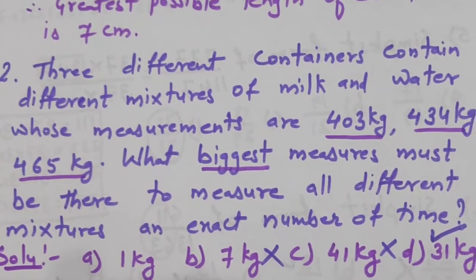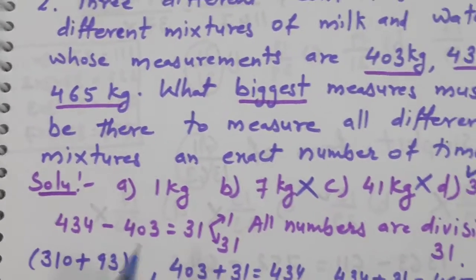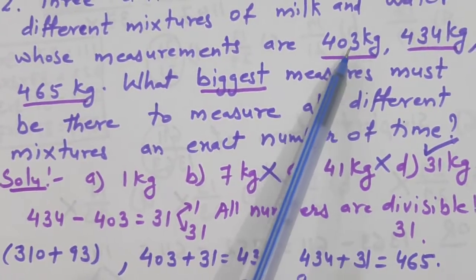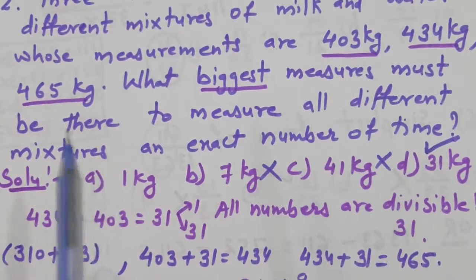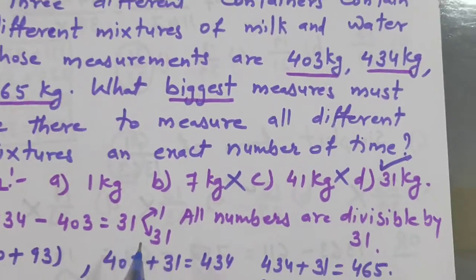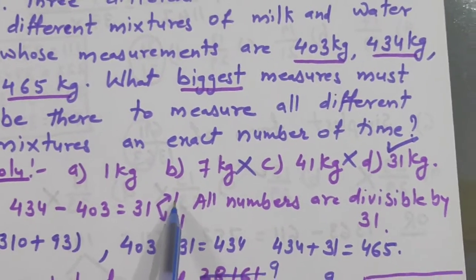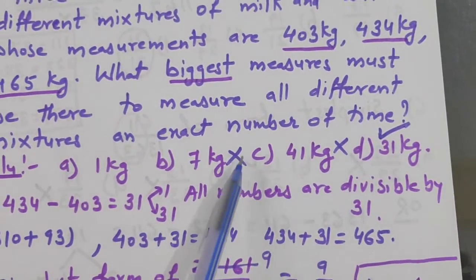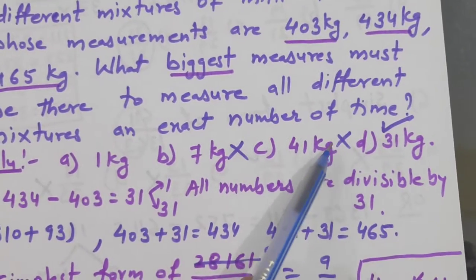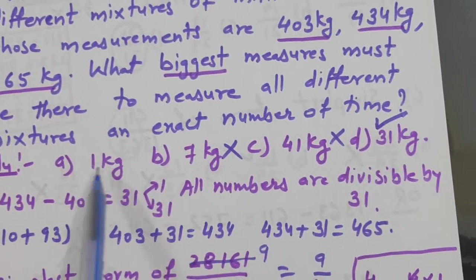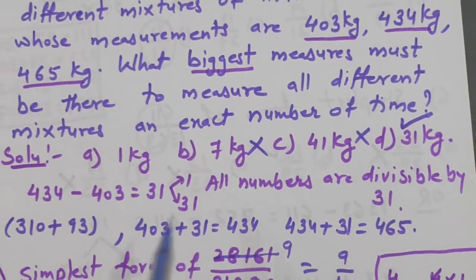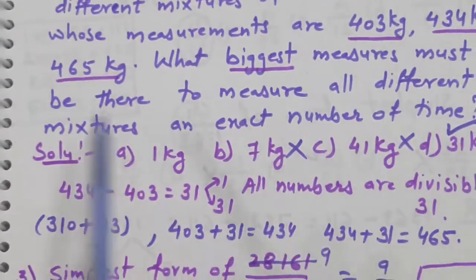So again another method. First of all, yes of course, 434 minus 403. Directly I am coming to the answer 31. So I have got that my answer can be either 1 or 31. So I discarded these two options, 41 and 7. Now I am left with these two options. Just find out whether they are divisible or not.